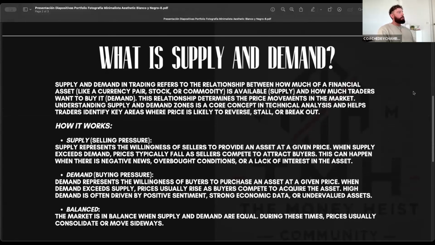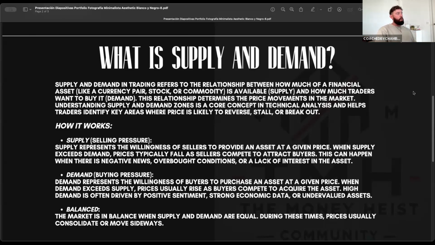What is supply and demand? Supply and demand in trading refers to the relationship between how much a financial asset, like a currency pair, stock, or commodity, is available, which is supply, and how much traders want to buy it, which is demand. This relationship determines the price movements inside of the financial markets. Understanding supply and demand zones is a core concept in technical analysis, and it helps traders identify key areas where price is likely to reverse, to stall, or to break out from.